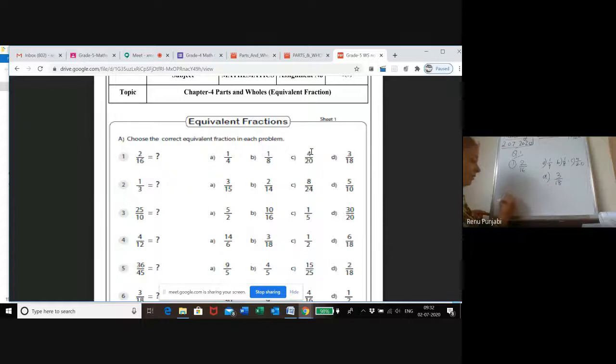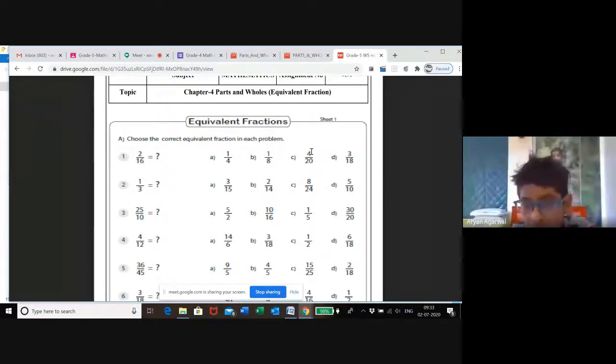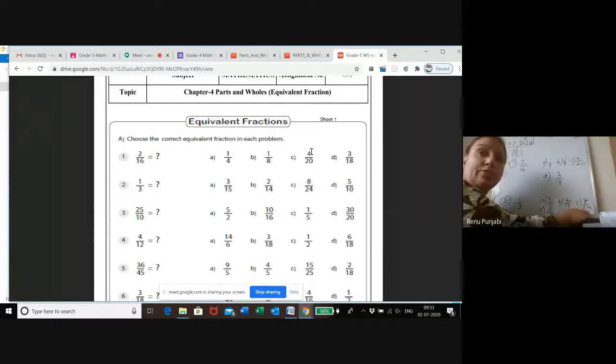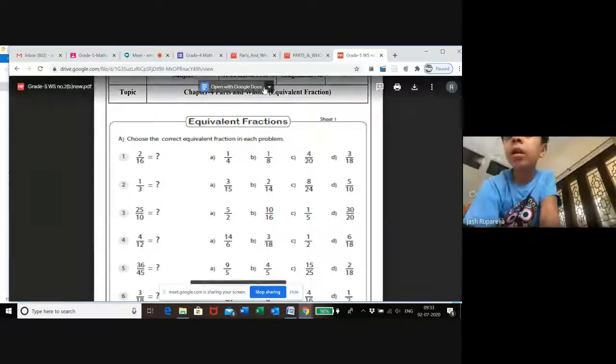And the next sum, let me write and then I will explain. Second sum is 1 upon 3. The options are: A is 3 upon 15, B is 2 upon 14, C is 8 upon 24, and D is 5 upon 10. These are the options.